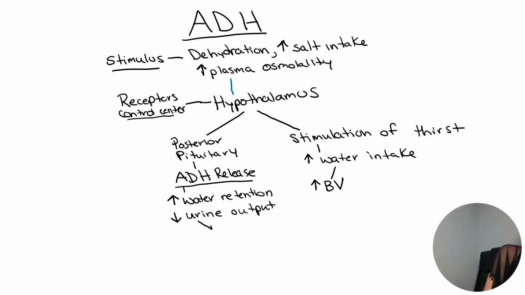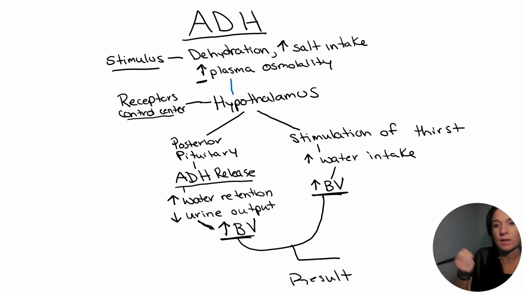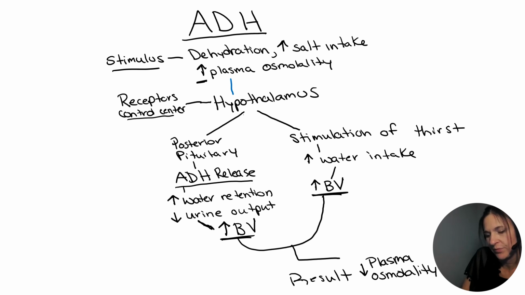So what effects are these things going to have on blood volume? Both of these are going to increase blood volume. So now we have an increase in blood volume. Our outcome or our result is going to be opposite of the stimulus. So now we have a decrease in plasma osmolality. And this is antidiuretic hormone.